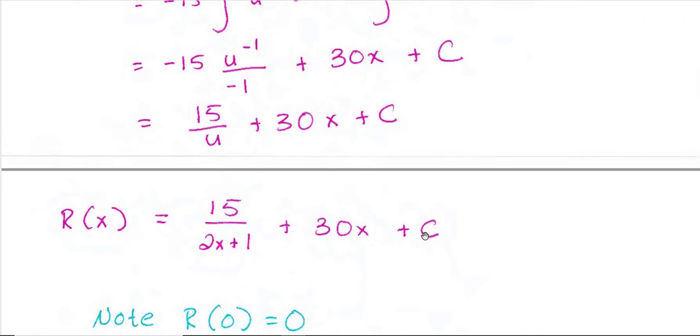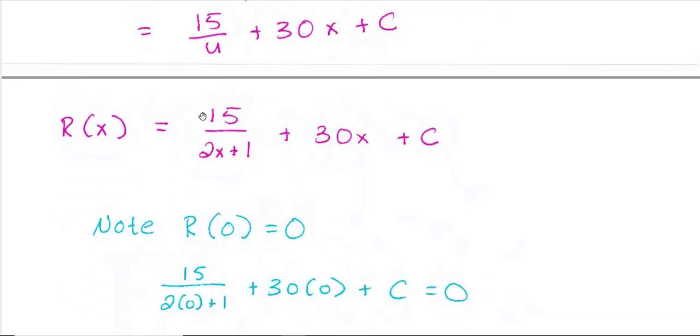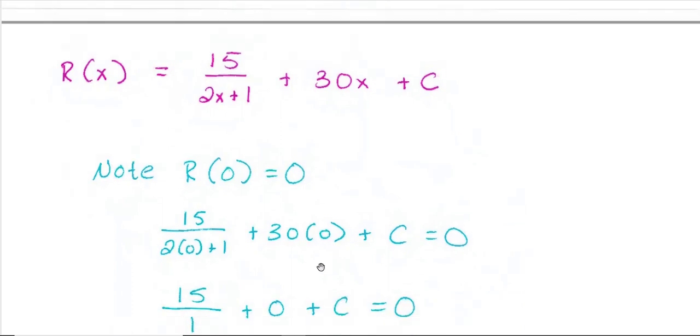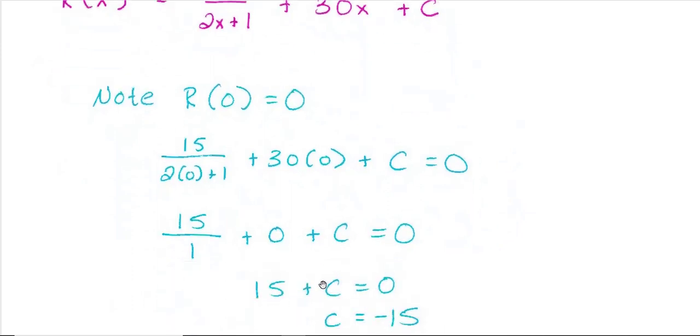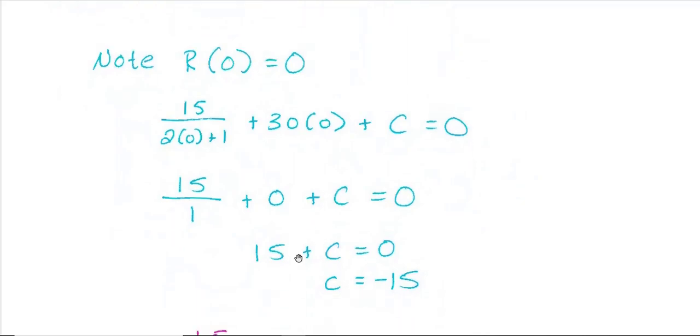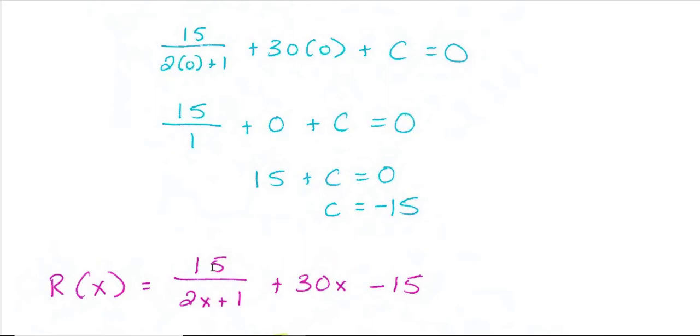But remember, if you don't sell any units, then you didn't make any revenue. So the revenue for 0 units is $0. So if I plug 0 in here, 15 over 2 times 0 plus 1, plus 30 times 0 plus c, that will give me 0. Well, that gives me 15 over 2 times 0 is 0 plus 1. That gives me 15 over 1 plus 0 plus c equals 15. So now I have 15 plus c equals 0, or c equals negative 15. So my actual revenue equation is 15 over 2x plus 1 plus 30x, and instead of plus c, the actual is negative 15, or plus negative 15, or minus 15.